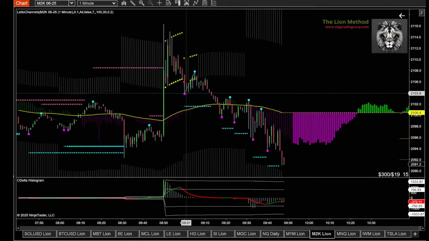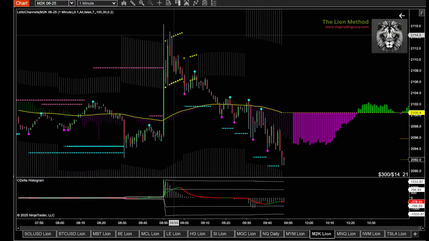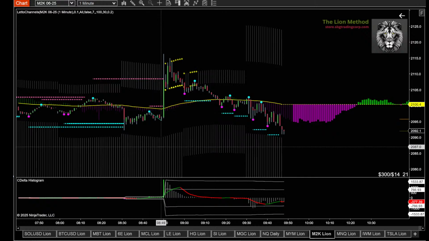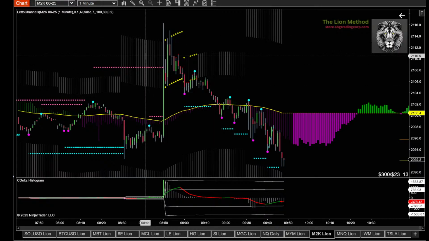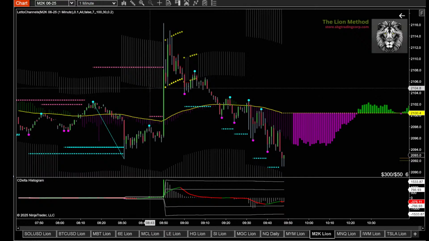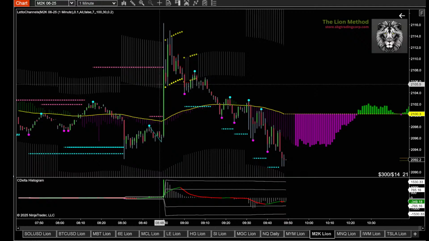Beautiful setup. This is a great setup on the Lion method. So overbought is when we get into these yellow dots. These yellow dots are basically the outline of my upper overbought channel. So Leto channels makes lower channels and upper channels, right? Just like Bollinger to a degree. The size is based on statistics. So this upper overbought region is telling me that 90% of the time the market does not exceed this distance.